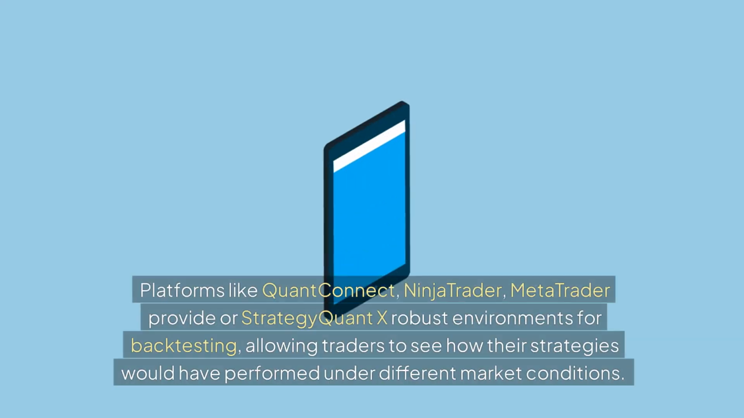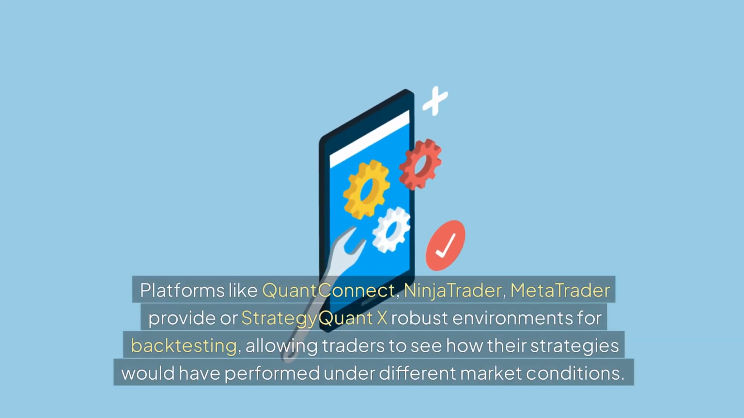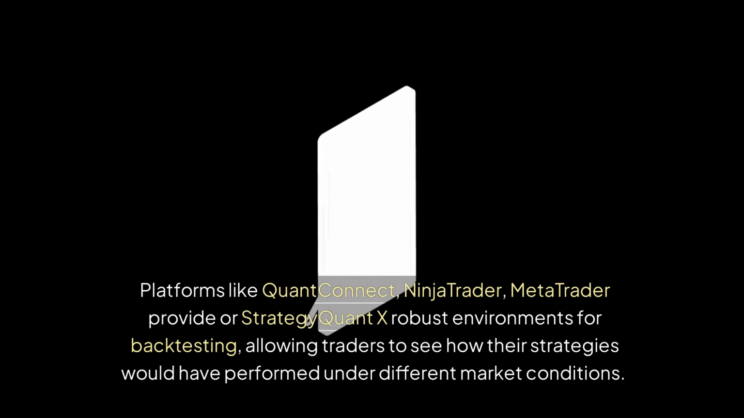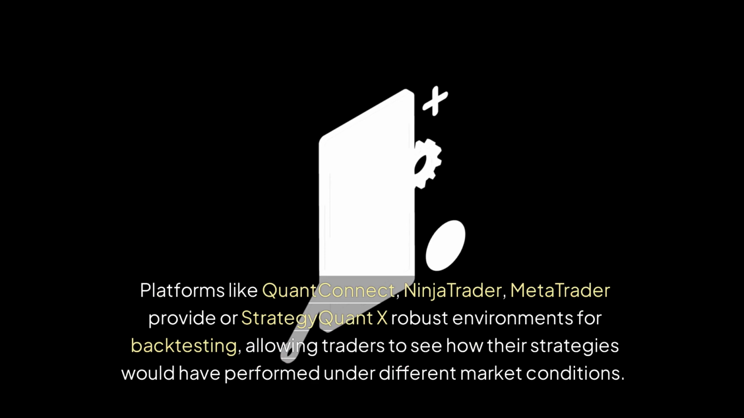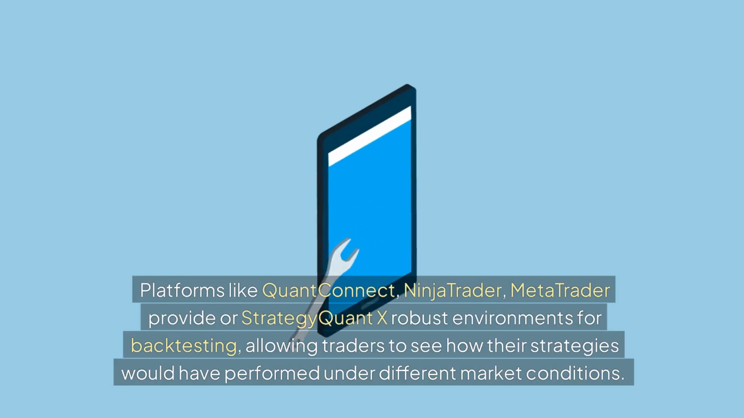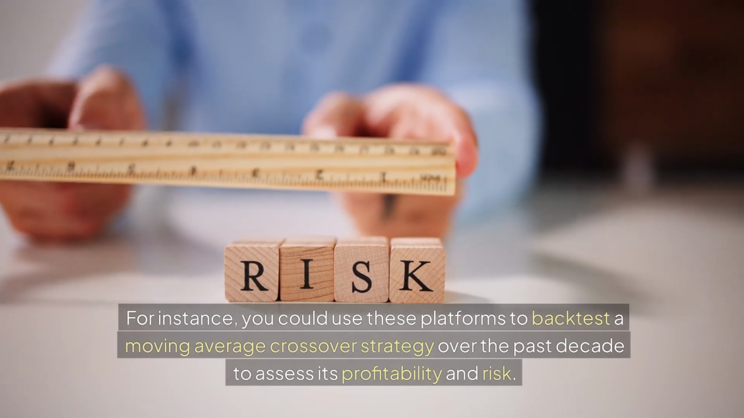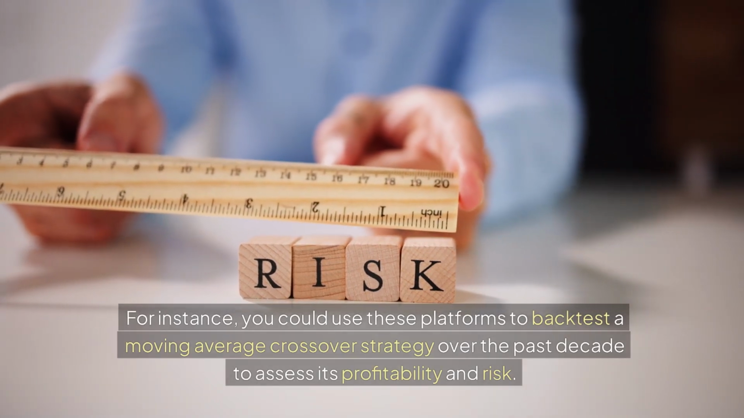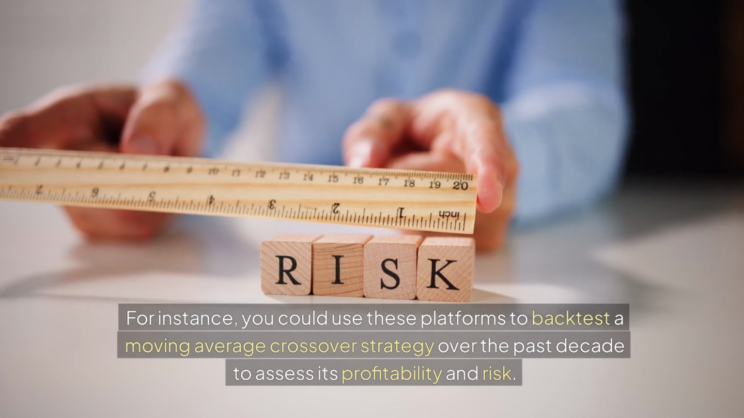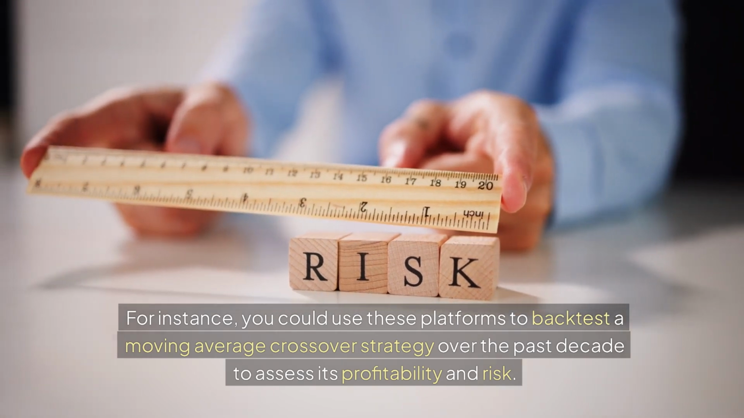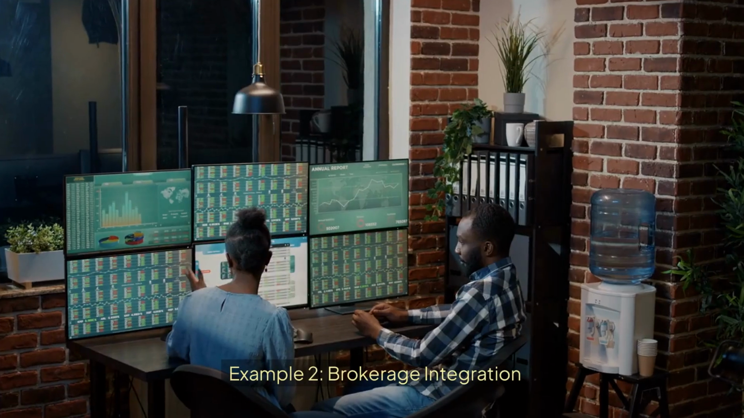money. Platforms like QuantConnect, NinjaTrader, MetaTrader, or Strategy QuantX provide robust environments for backtesting, allowing traders to see how their strategies would have performed under different market conditions. For instance, you could use these platforms to backtest a moving average crossover strategy over the past decade to assess its profitability and risk.